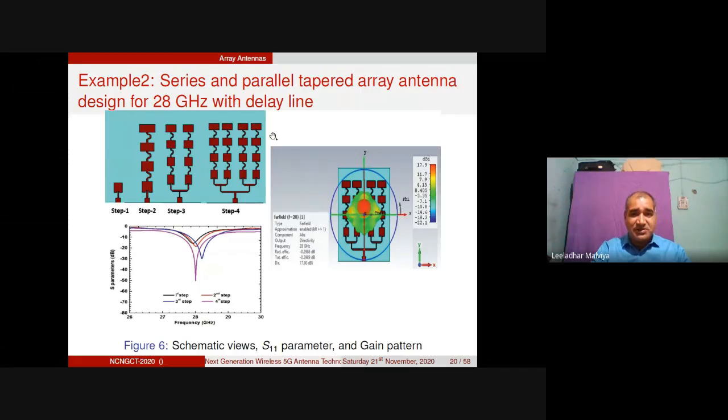You must have the question in your mind: what is the tapered array? Taper means the patches have variation in their length and width, right? So by using such type of patches, you can find tapered array antennas. So this is a tapered array antenna, and the series and parallel combinations are combined here to get a large bandwidth and high gain, right? So if you look at the radiation pattern here, definitely this is not at the center of the antenna.